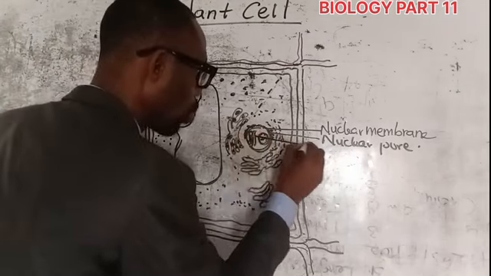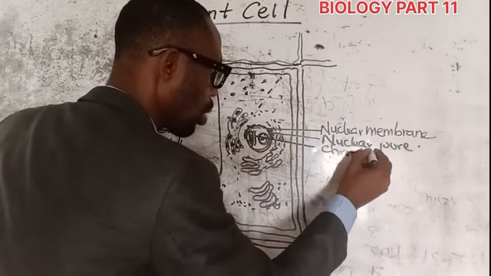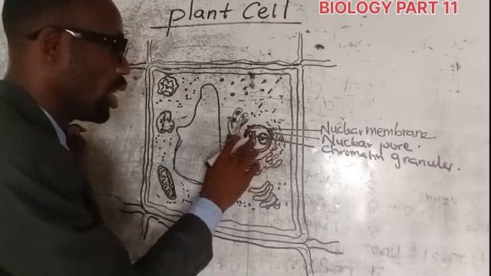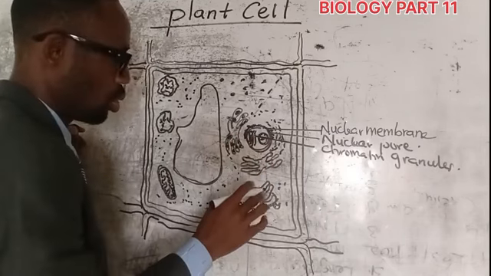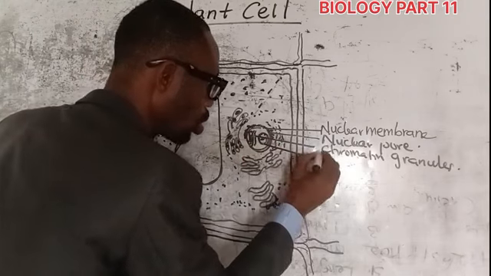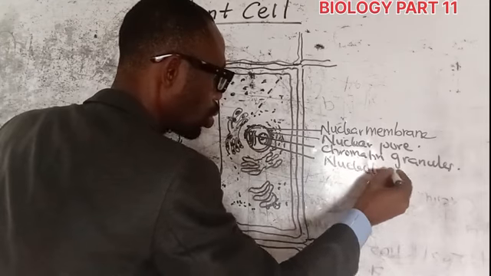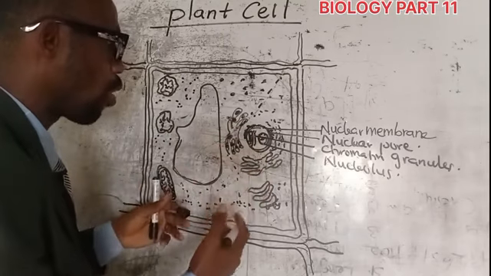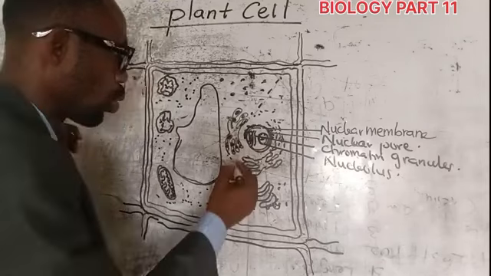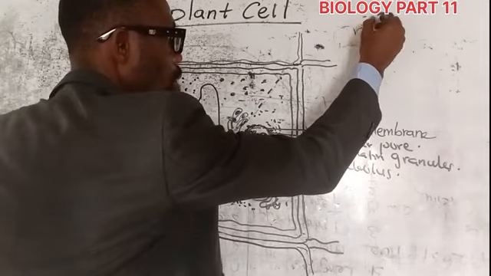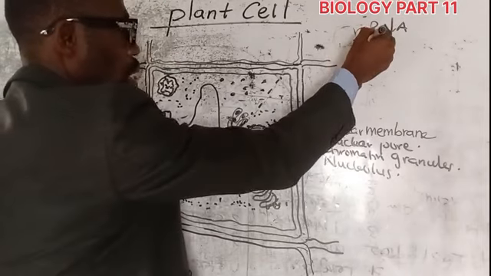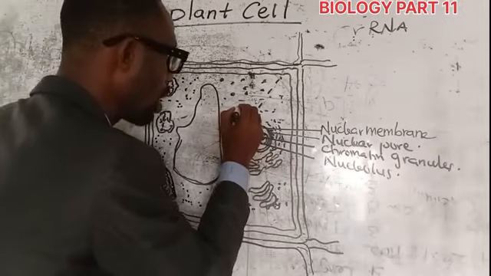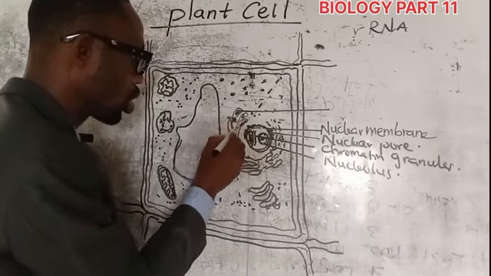Now, the next one is your what? Chromatin granules. Chromatin granules, okay? So take note. This small little nucleus is called nucleolus. So a smaller nucleus is called what? Nucleolus. Go to the previous video. I told you what it does. It's very functional in terms of helping to provide some parts that forms the ribosome. Okay? Carries RNA. Ribosomal ribonucleic acid.